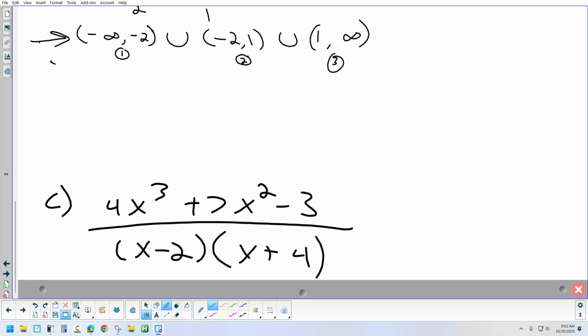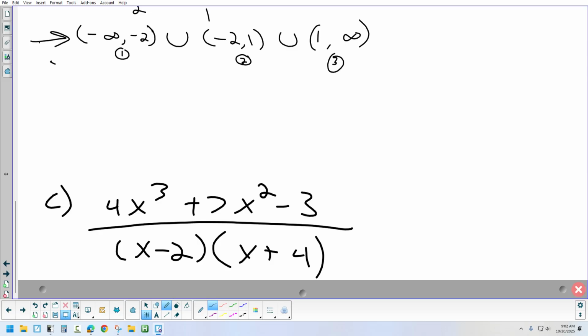This time it's already factored for you. And I'm just going to write this one in words. I'm not going to show all 3 ways this time. How many values are we not allowed to use? 2. Yep, there are 2. And what are the 2 values?